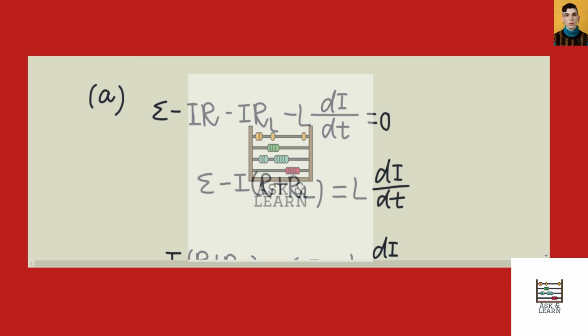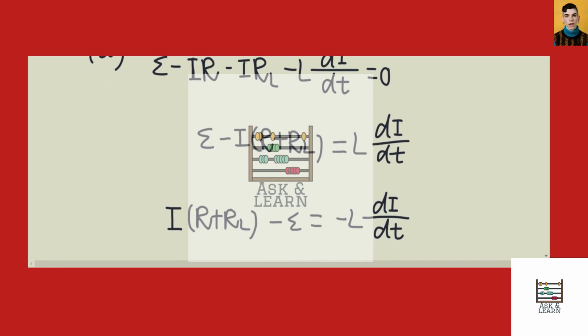Okay, so according to Kirchhoff's law, we have EMF minus IR minus I RL minus L di/dt equal to 0. R is the resistance of the resistor, RL is the resistance of the inductor, L is the inductance of the inductor, and EMF is the source voltage. If we do some arrangement here, we have epsilon minus I times (R plus RL) is equal to L times di over dt. Then we can put a negative sign on each side.